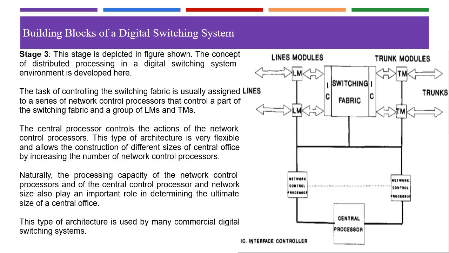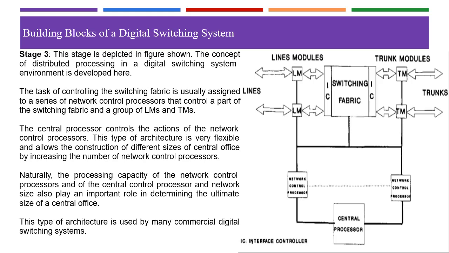Stage 3 is depicted in the figure shown. The concept of distributed processing in a digital switching system environment is developed here. The task of controlling the switching fabric is usually assigned to a series of network control processors that control a part of the switching fabric and a group of LMs and TMs. The central processor controls the actions of the network control processors.